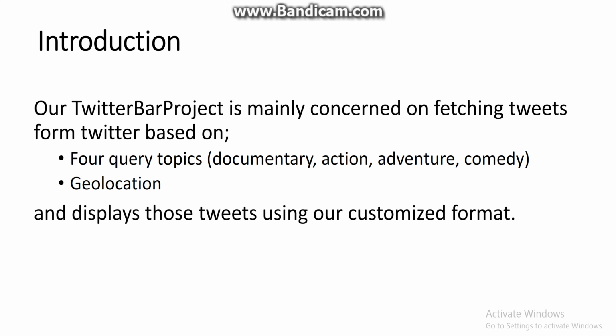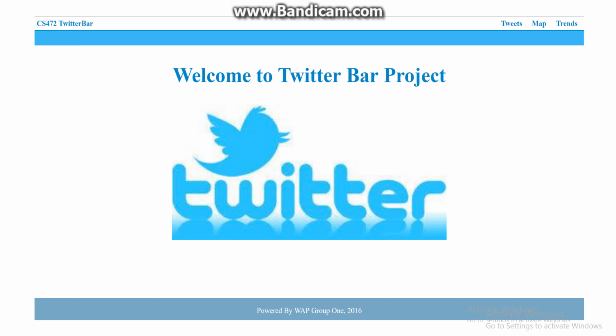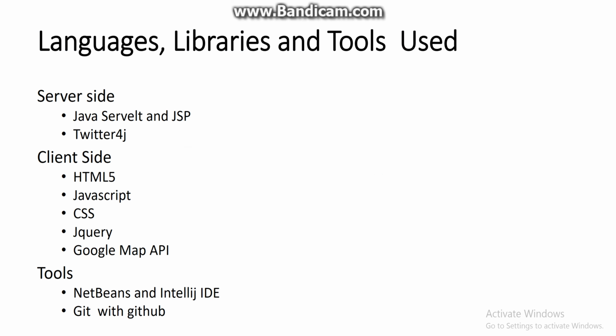Introduction. Our Twitter bar project is mainly concerned with fetching tweets from Twitter based on 4 query topics: documentary, action, adventure, and comedy. Also, there is a geolocation. We use the Google Map API and it displays those tweets using our customized formats. As you can see, this is our homepage for our website. We will see the detail in the next presentation.